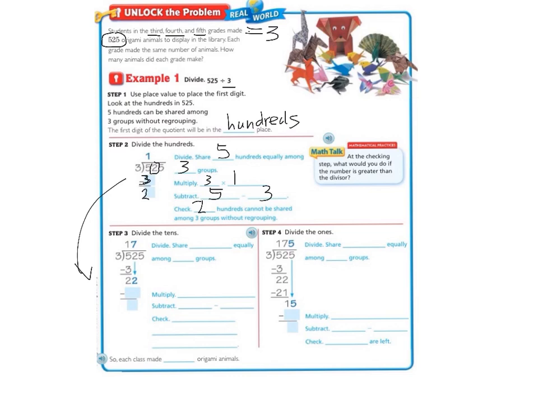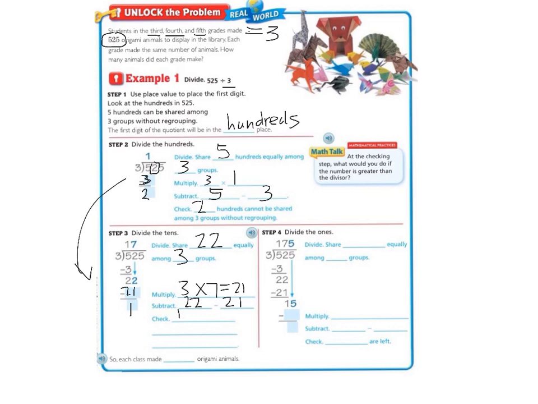Well, 3 can go into 22 7 times. It goes in 7 times, which is 21. 3 times 7 is 21. So the 7 goes on top and 21 goes underneath. And then I subtract. 22 minus 21 is 1.